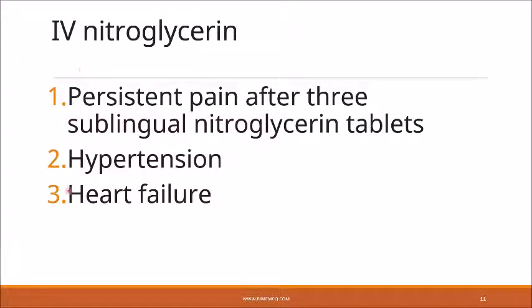The three indications for giving IV nitroglycerin in acute coronary syndrome are: 1. Persistent pain after 3 sublingual nitroglycerin tablets, 2. Hypertension, and 3. Heart failure. In our present case, the patient has already responded to sublingual nitroglycerin, so IV nitroglycerin is not indicated.